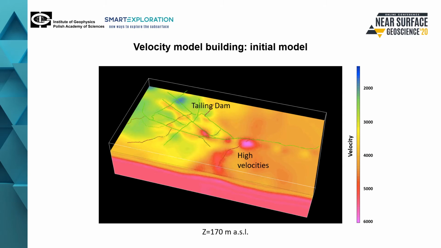Here, I am showing a horizontal view of the FAT model. We can observe that the obtained model contains high velocities near to the surface, with velocity information restricted to few hundred meters from the surface.